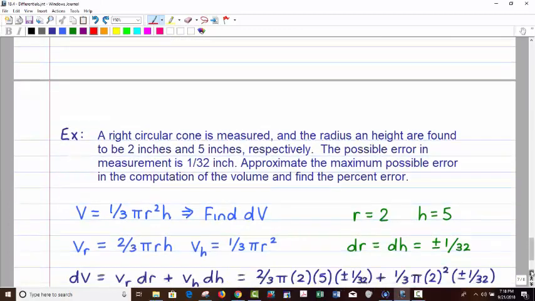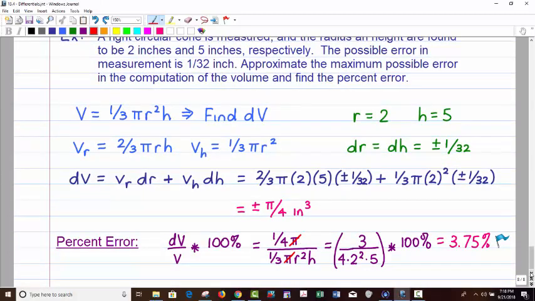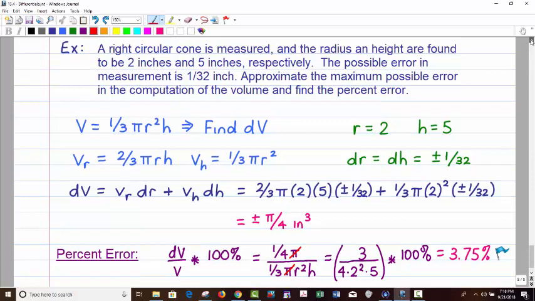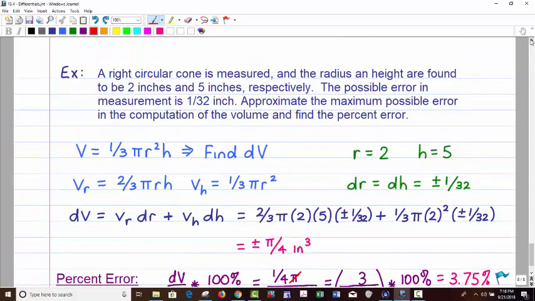Let's take a look at another one here. Right circular cone. Radius and height are measured to be 2 and 5. So the radius is 2, the height is 5. Possible measurement error is 1/32 inch. Approximate the maximum possible error in the computation. That's the same as the propagated error, I just used a little bit different wording there. And the volume and the percent error.